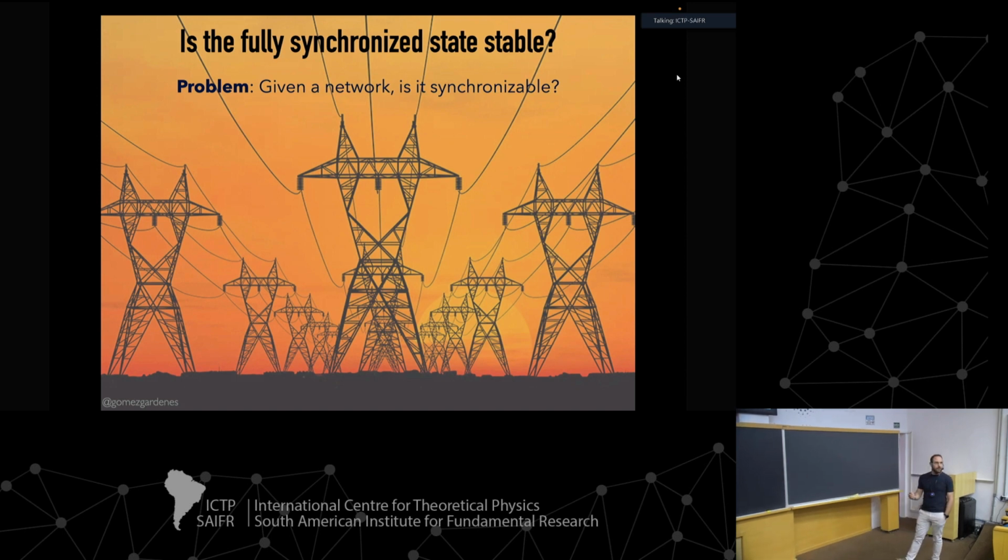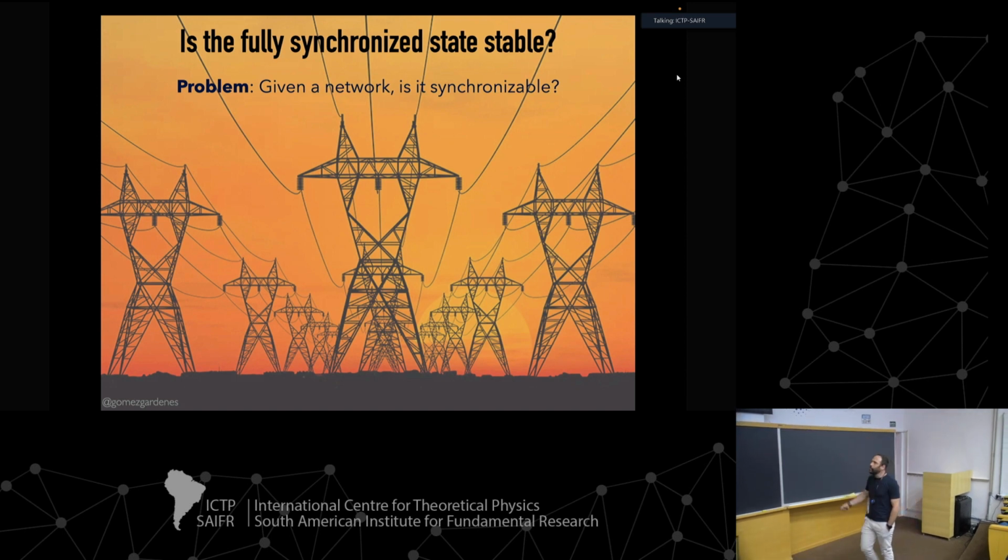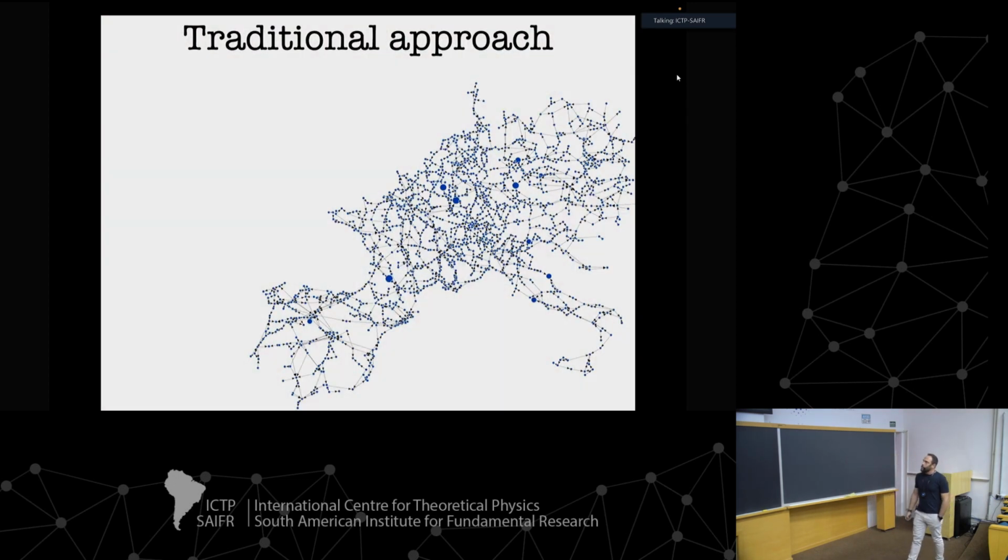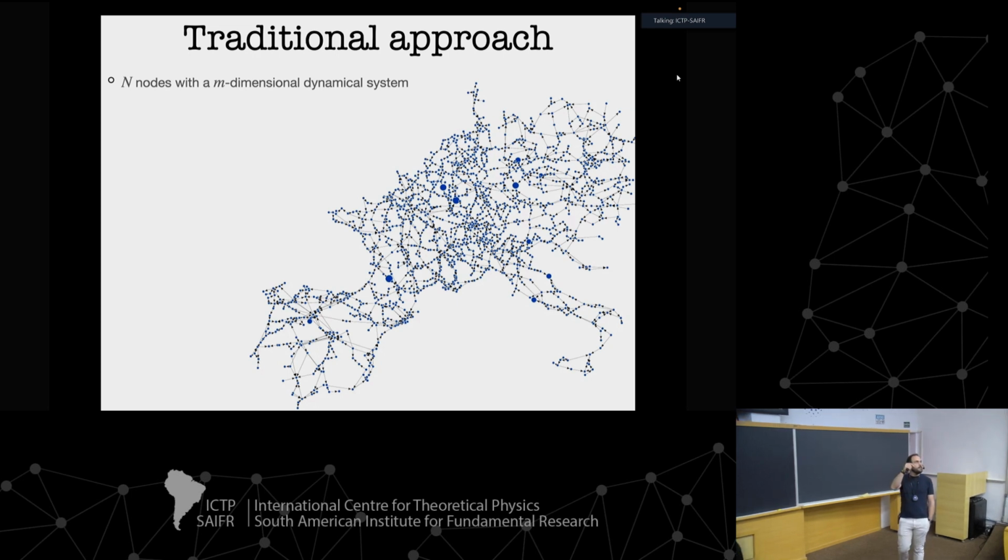So given a network, this or another, is the synchronized state stable or not? The problem is very easy in principle, okay? Because we have a network with n nodes, and imagine that each node is a dynamical system with m degrees of freedom, m variables, okay? For the Kuramoto model m was 1, okay? For the Rössler system it is 3, for the Lorenz system it is 3, for the Izhikevich neuron it is 2, okay? It depends on the dimensionality of each dynamical system.